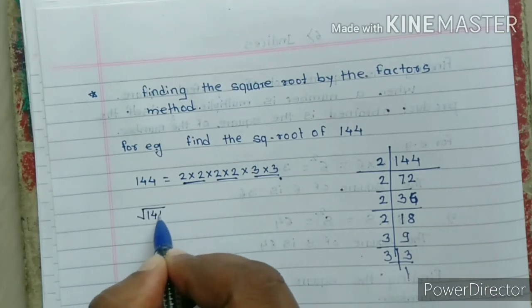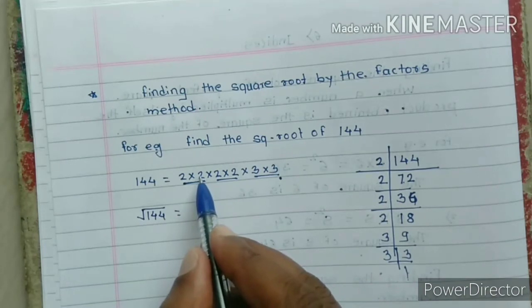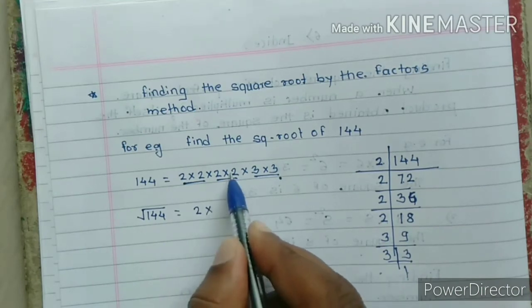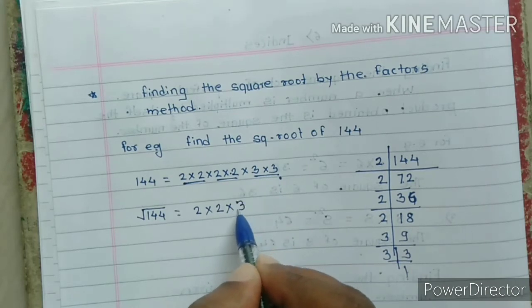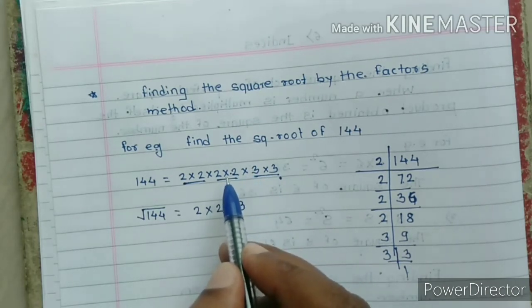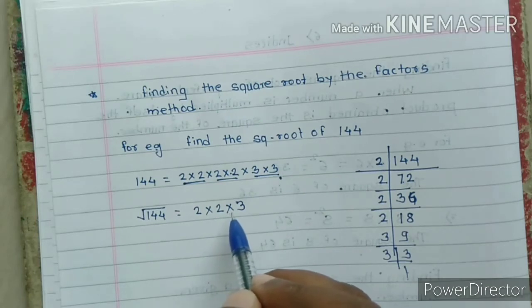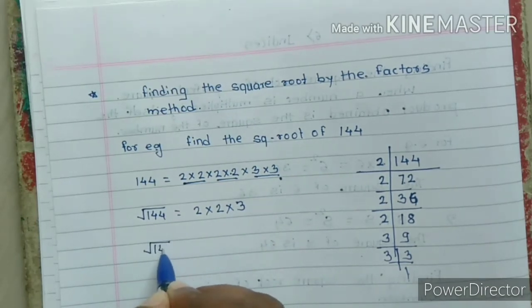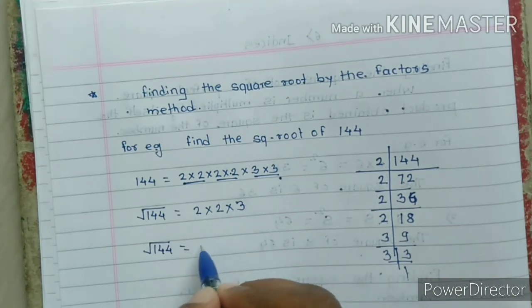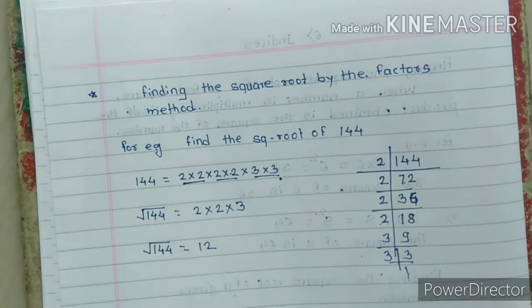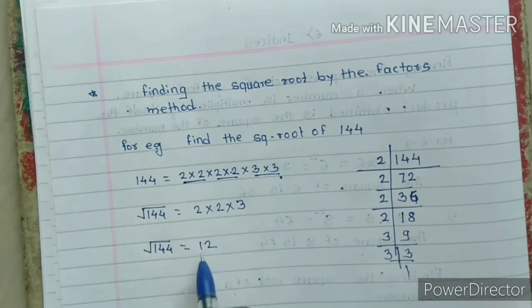Therefore, the square root of 144: take one factor from each pair. In the first pair take one factor 2, in the second pair take one factor 2, and in the third pair take one factor 3. Means take one factor from each pair and multiply. Therefore the square root of 144 is equal to 2 into 2 is 4, and 4 into 3 is 12. Therefore the square root of 144 is equal to 12.